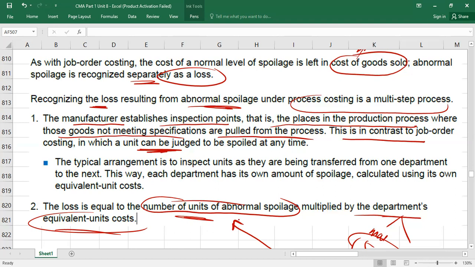And I told you how to get it. You will take the number of units of abnormal spoilage multiplied by department cost. For normal spoilage, you don't need to do anything because it is product cost, it is already there. Abnormal spoilage, which you want to record separately as loss, that you need to calculate. You will calculate number of units of abnormal spoilage multiplied by department's equivalent unit cost. If they ask for a calculation, they will tell you the number of units and the equivalent unit cost also, and you can multiply. Understood, guys? So this was our process costing. If you have any questions, you can ask me, guys.